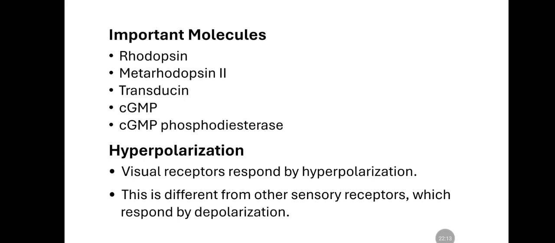Important molecules: rhodopsin, metarhodopsin II, transducin, cGMP, phosphodiesterase. Hyperpolarization. Visual receptors respond by hyperpolarization. This is different from other sensory receptors, which respond by depolarization.